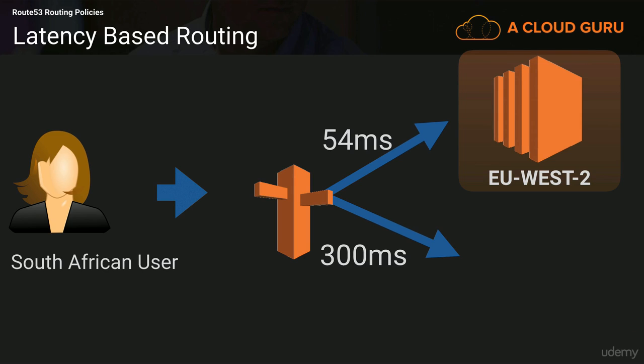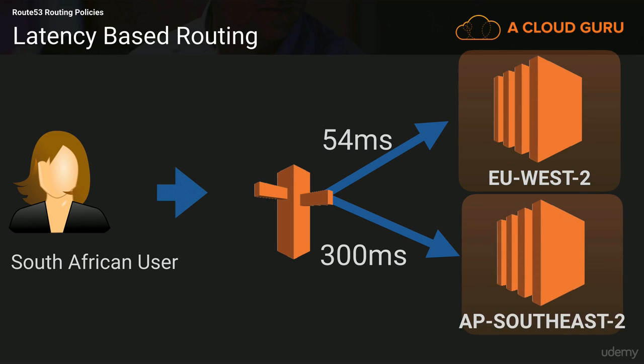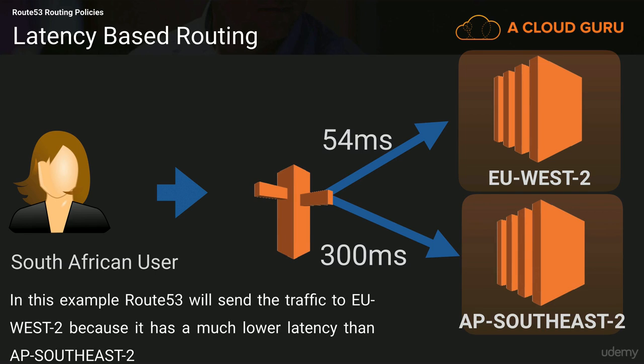But it also determines that it would take 300 milliseconds to go to my Sydney site, because it's got to go across the Indian Ocean, then across Australia. That's probably not how the routing would actually work, but you get the idea. It's got to go a lot further than just going straight up to London. So in this example, Route 53 would send the traffic to EU West 2 because it's going to have a much lower latency than sending it over to Sydney. And for the user, it's going to feel a lot faster.